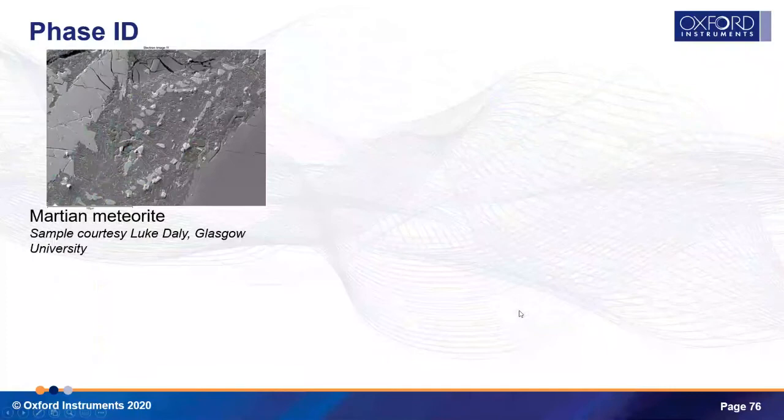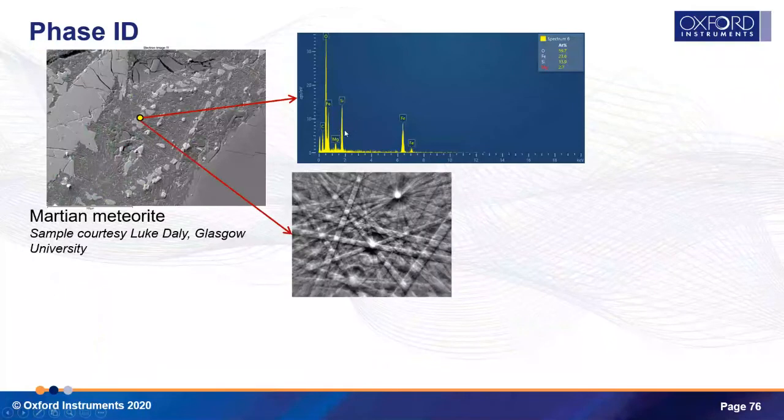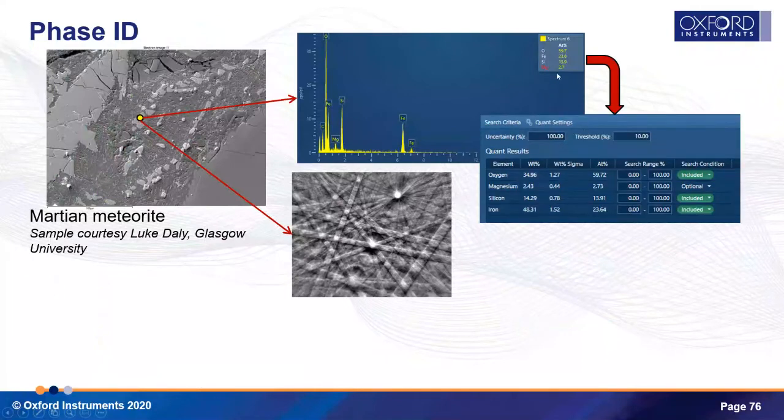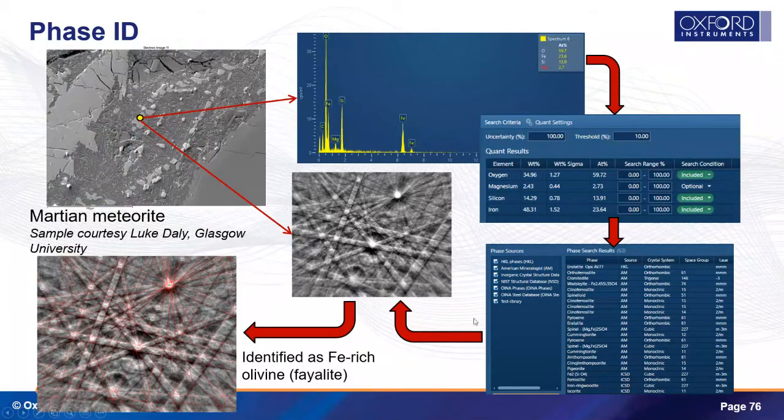We're looking here at phase identification. This is where we can take an unknown compound on a Martian meteorite. We can determine the chemistry. We can acquire a good pattern for it. We can look at the chemistry and decide on some ranges that we're going to search a database for. We can find some candidates which we then index for, and we now find this is olivine. So we can use this phase ID to identify unknown phases.